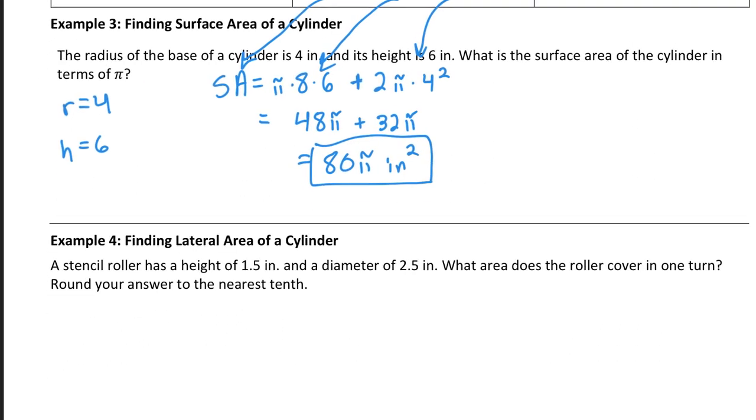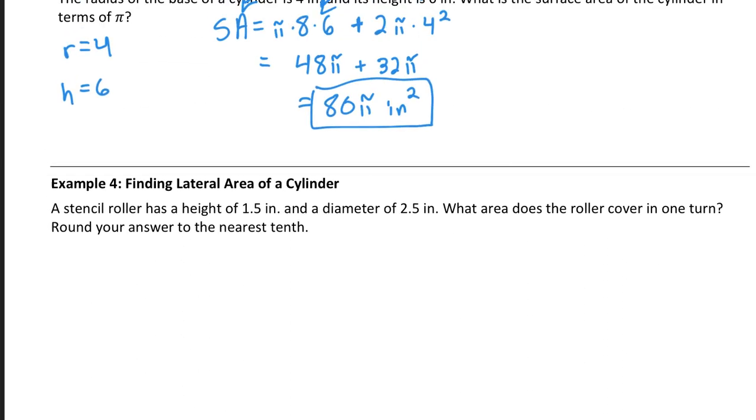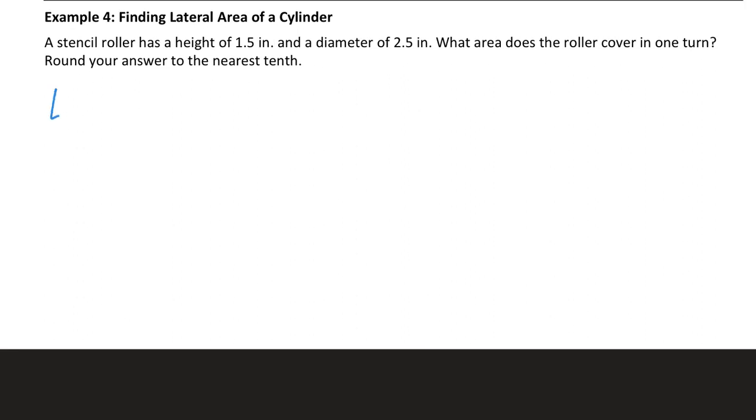So I actually make it a little bit easier for example 4, having us just find the lateral area. So just a quick reminder, the lateral area is pi times the diameter times the height. Okay? So really all we need to do is, talking about a roller, like even a paint roller, what area does it cover if I make one full turn, one full rotation? We have a height of 1.5, and we have a diameter of 2.5.